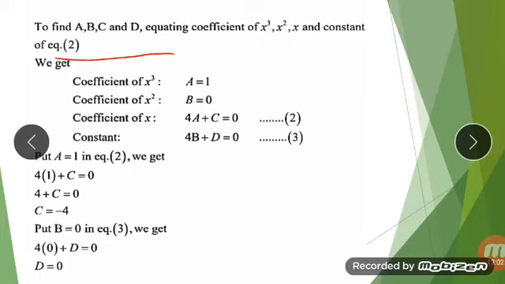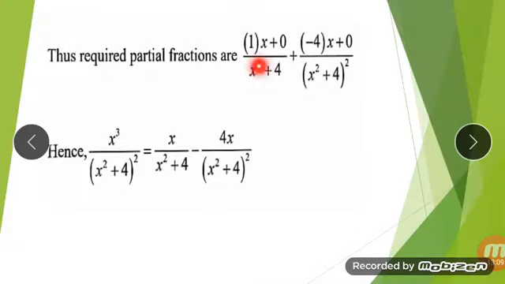Here all the values are found, so we are going to put them back in the partial fractions. Here is the value of ax plus b, with 0 as the value of b, then -4 is the value of c, and 0 is the value of d. Okay, x times 0 is 0, if you don't write that it doesn't matter. So this is the required partial fractions. If you solve these partial fractions back by taking the LCM, you will get the resultant fraction again.